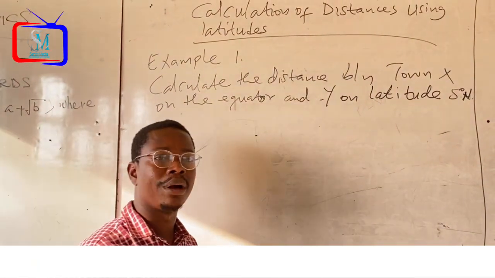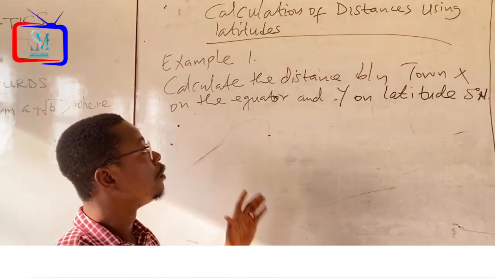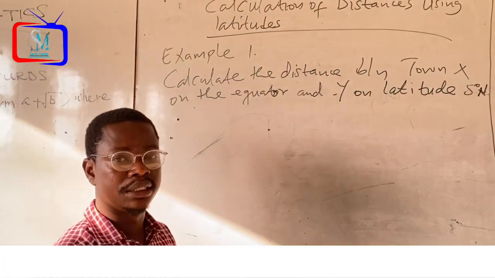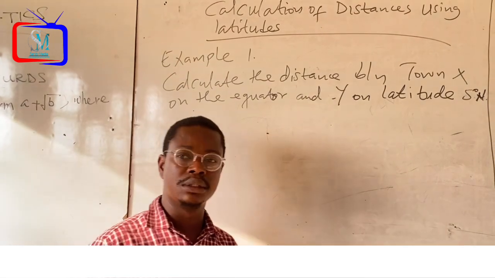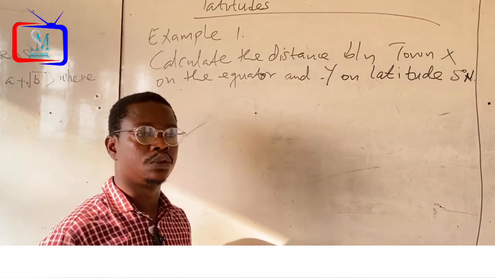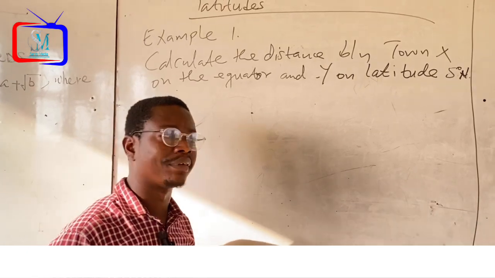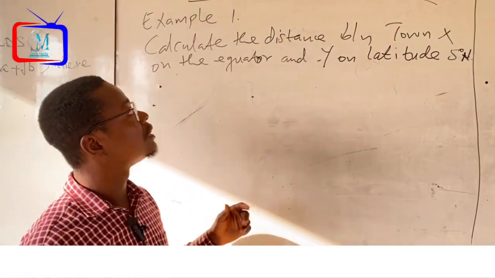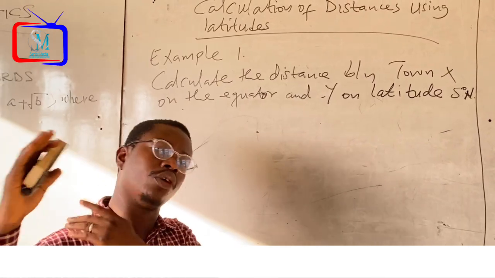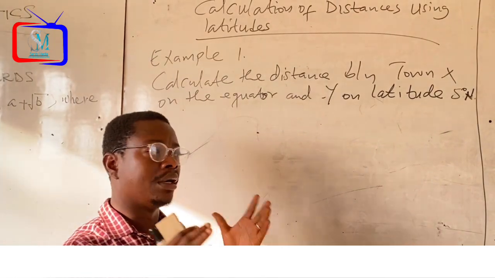Today, our lesson is calculation of distance using lines of latitude. You see, longitudes and latitudes are imaginary lines on the Earth's surface that help us to locate two places on the Earth's surface. And we use lines of latitude to calculate the distance between maybe two countries or two towns on the Earth's surface.